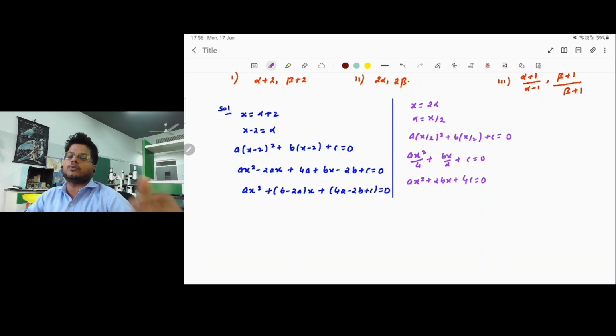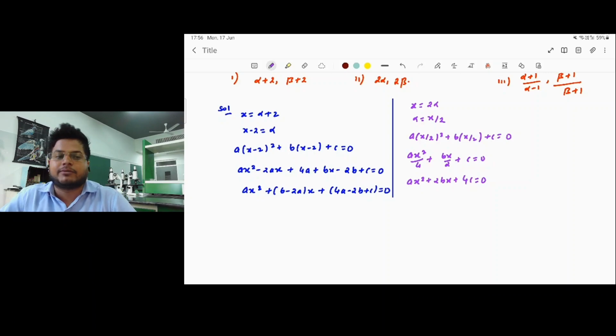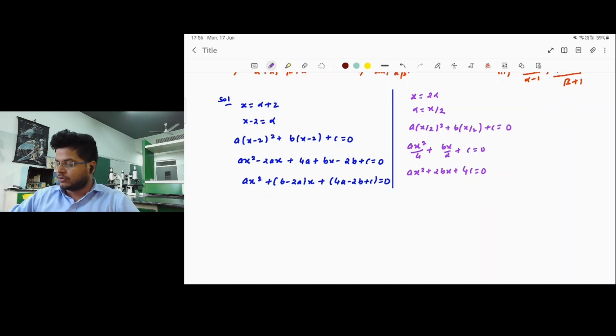Okay. So similar questions can be created if you understand the idea that I want to generate. In case the roots are, let's say, alpha by 2, beta by 2, in that situation it will become 2x, isn't it? So now the equation will become 4ax square plus 2bx plus c equals 0. Now let's come to the third question.